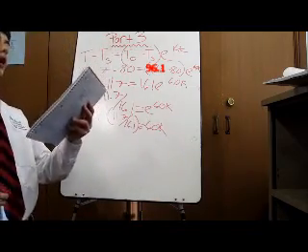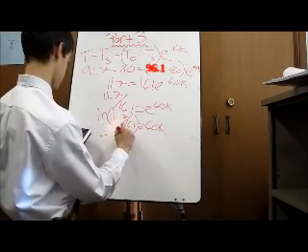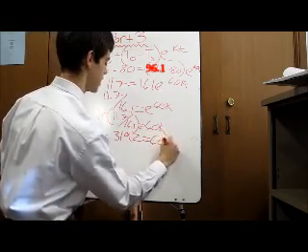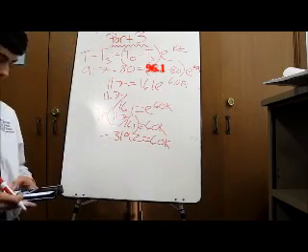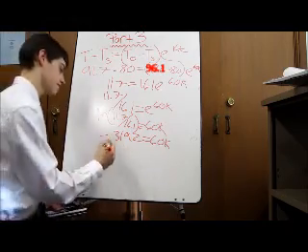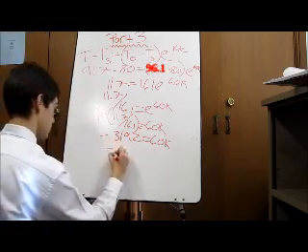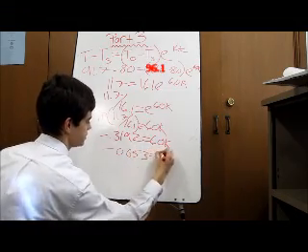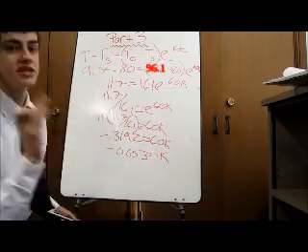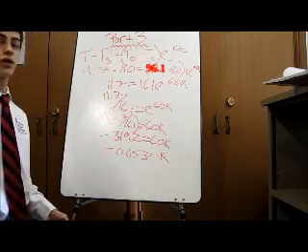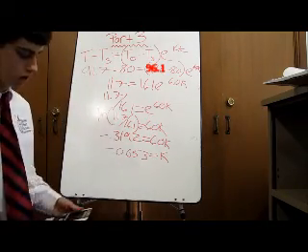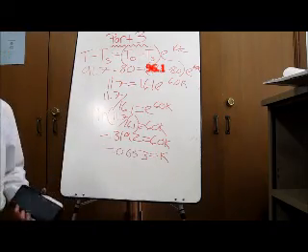Which is negative 0.3192 equals 60k. And then we divide that by 60, and we get negative 0.0053 is equal to k. And that is k, which we are now going to plug back into Newton's law of cooling to figure out how long Bridget has been dead.